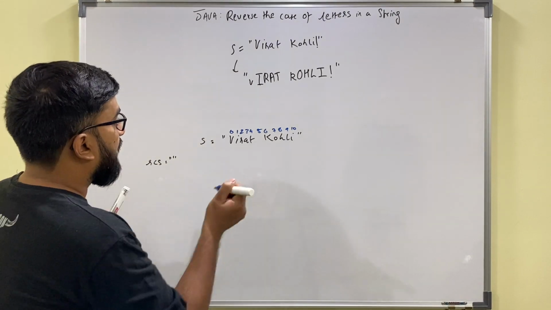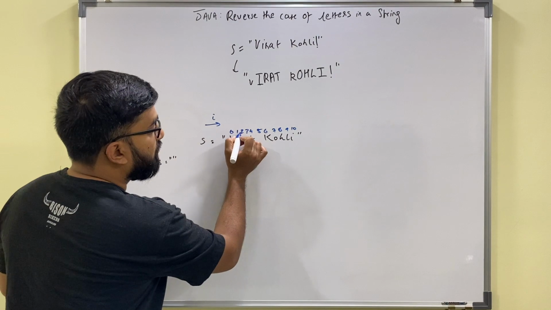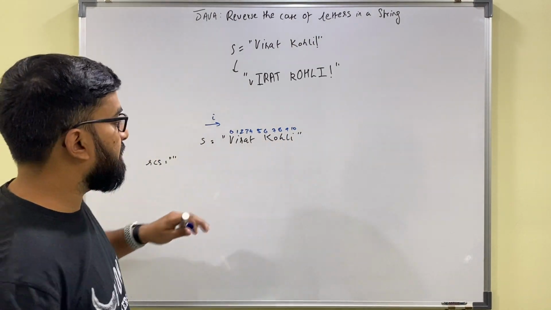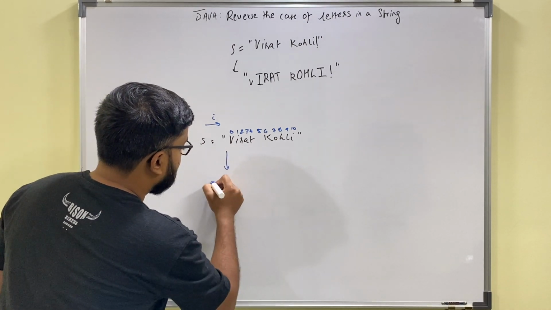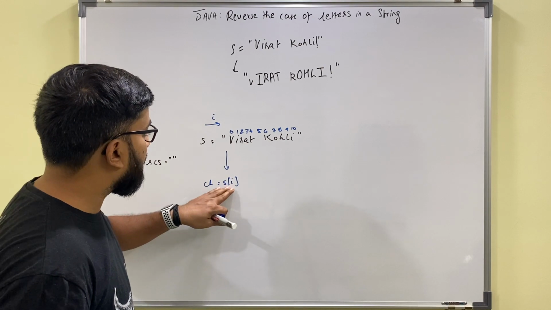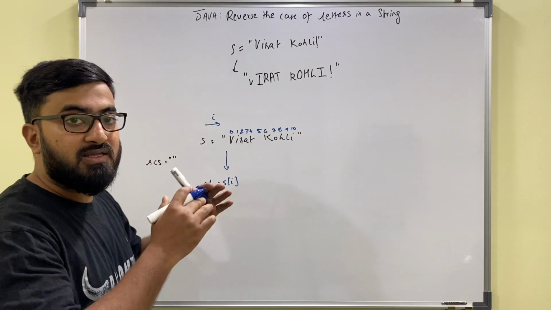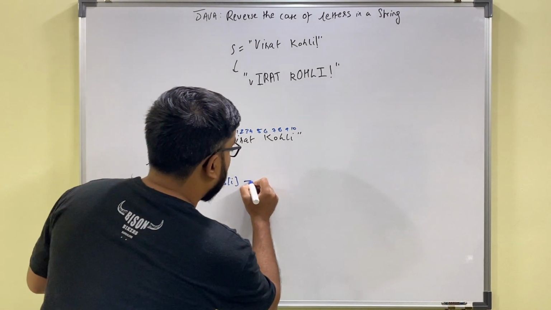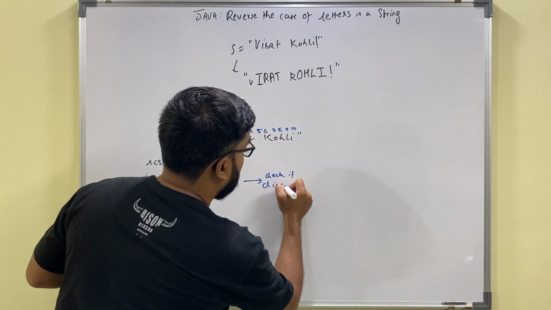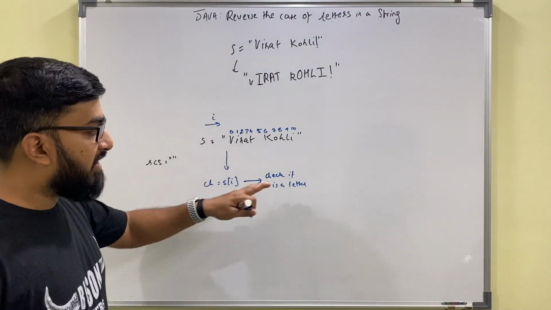I need to iterate left to right. I picks up values 0, 1, 2 till 10, each index of this string. So if ch is s of i, I'm storing the ith character of this string into this variable ch. According to my requirement I just need to reverse the case of letters. So first I check if ch is a letter, that is, an uppercase or lowercase letter. We have functions for that.